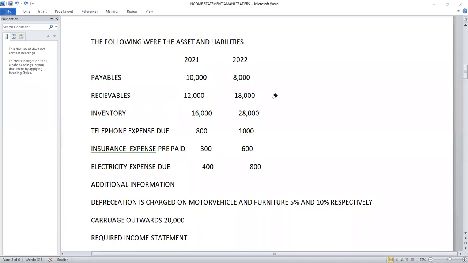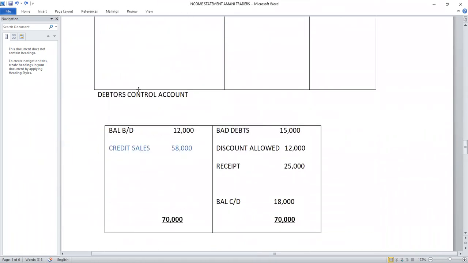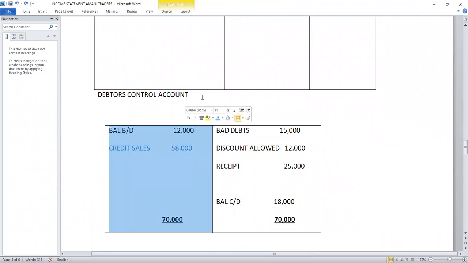This is the question where we have the payables 2021, 2022. Remember these payables, we also call them the creditors, and the receivables we also call the debtors. So 2021 is the opening balance, 2022 is the closing balance. So we start with the balance brought down. Remember, the balance brought down for the debtors should be on the debit side. So 12,000 is the balance brought down, and the balance carried down is 18,000.